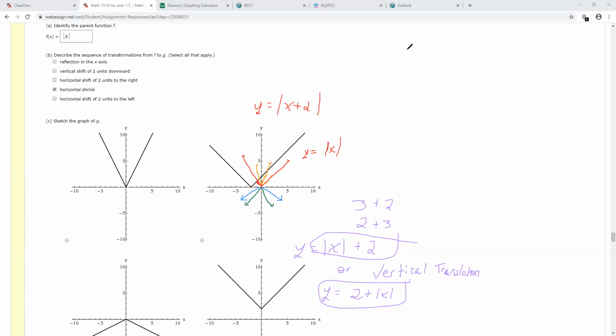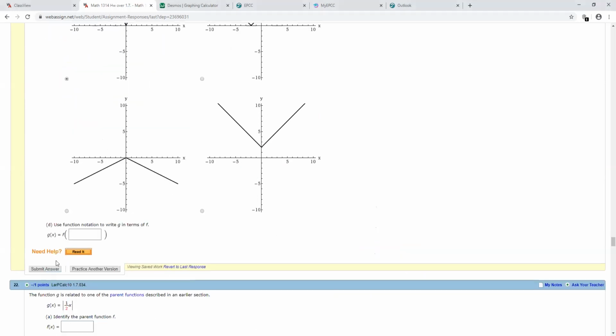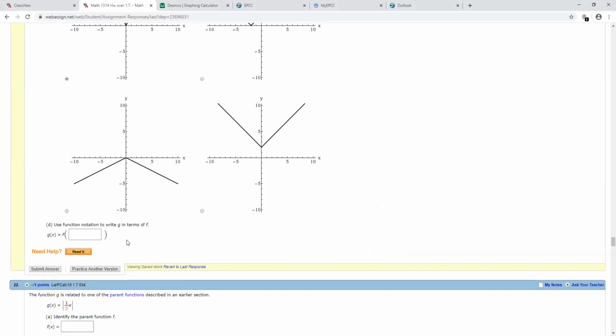Let's go back. I didn't click this one yet. Click. Oh, and then down here. To make things right here, they're just asking you an alternative way.